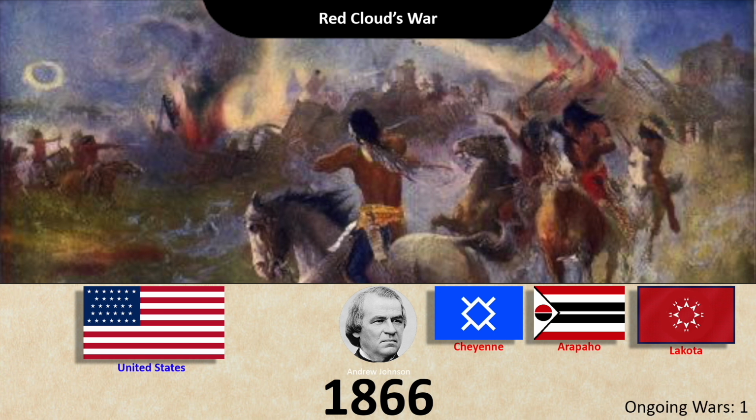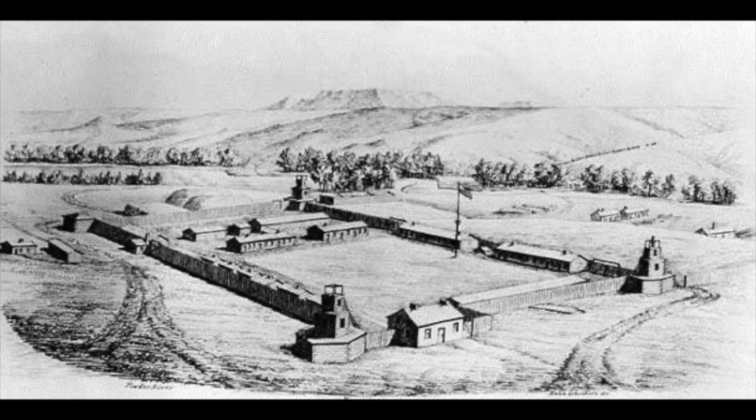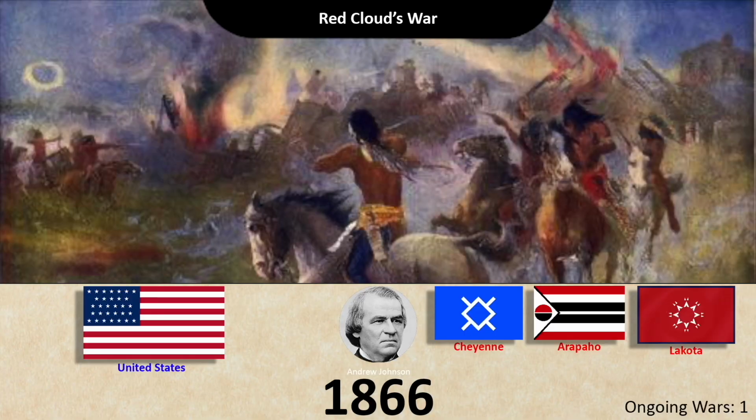A year later, in 1866, we'd get Red Cloud's War, and basically the United States had built forts in north central Wyoming in response to Native American attacks on civilian travelers. Now, there were 3 forts located there at the time. This war would basically just consist of small Native American raids and attacks on the soldiers and civilians there at the 3 forts.